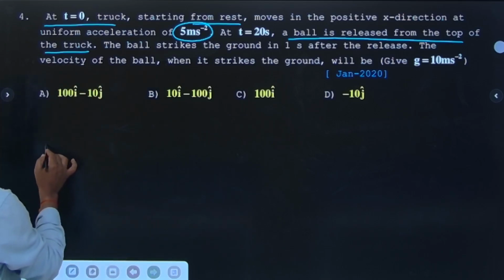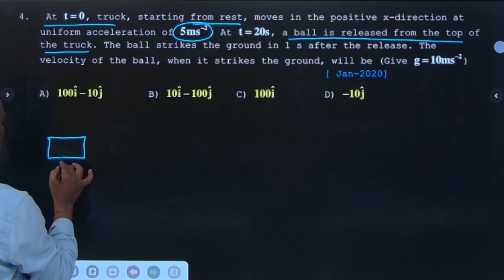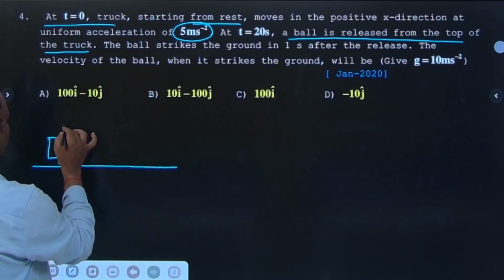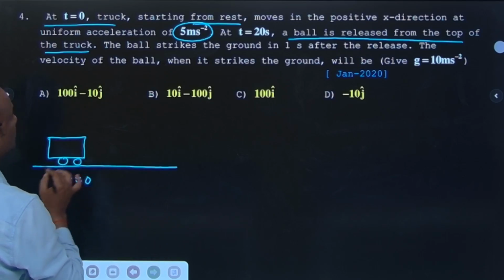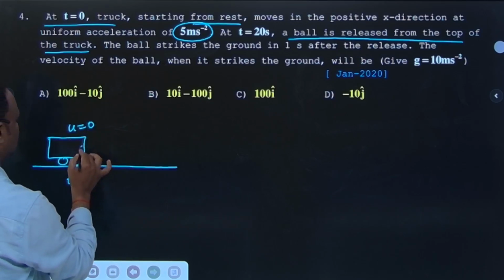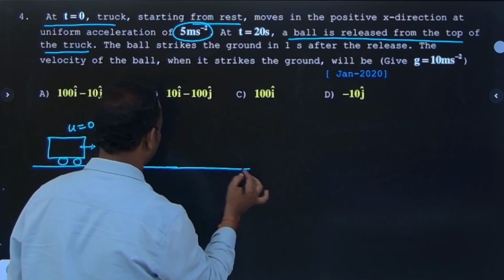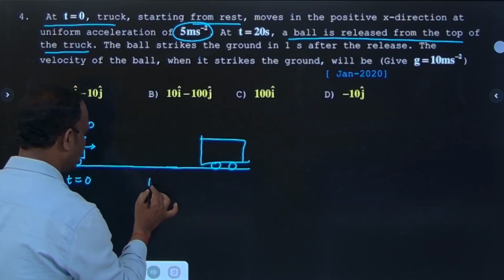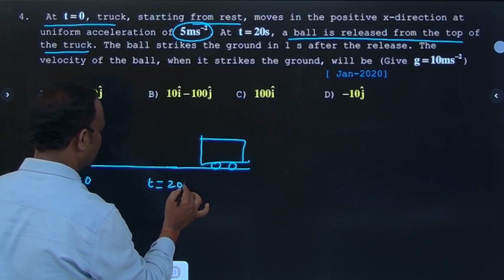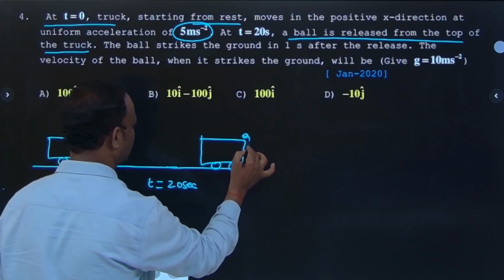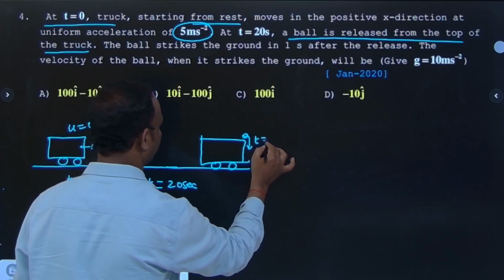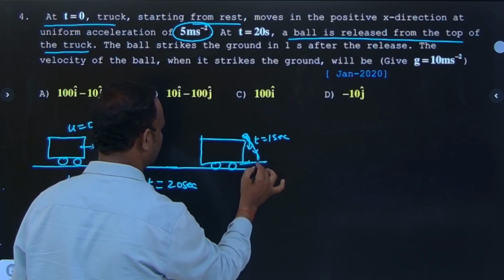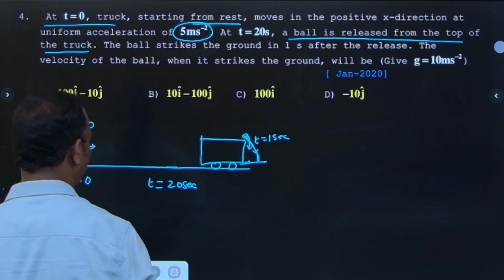Here is the truck. Its initial velocity is in the horizontal direction. At t equals 0 it started from rest, so the initial velocity is 0. Then it moves in a horizontal direction. After t equals 20 seconds, from here a stone is dropped. It took 1 second to reach the ground. So this is like a projectile condition, with t equals 1 second.